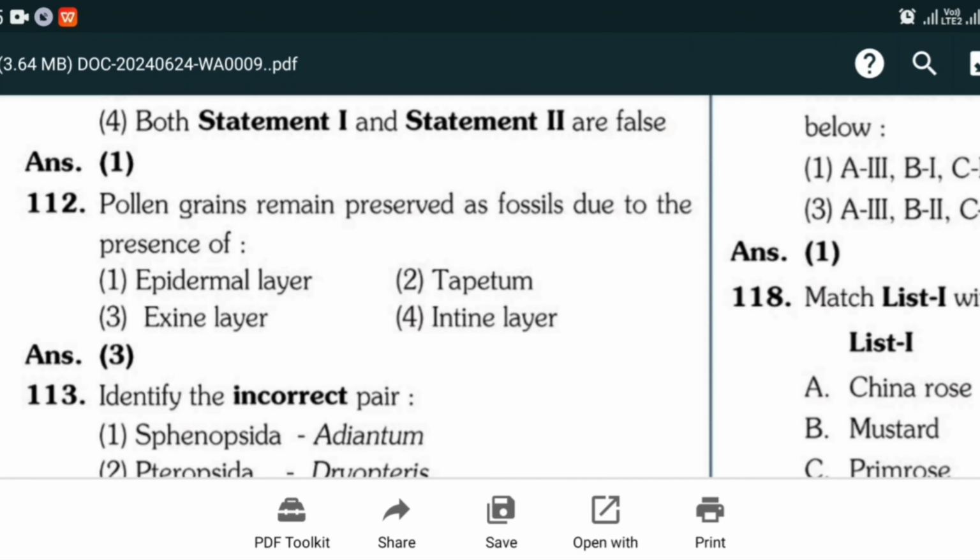Pollen grains remain preserved as fossils due to the presence of what? It remains as a fossil because of the presence of sporopollenin. Sporopollenin, which is present in the exine layer, is one of the hardest materials and is not destroyed by any acids and alkalis or by any adverse climatic condition, making it withstand as it is for many years. So the correct option is the exine layer, where sporopollenin is present.